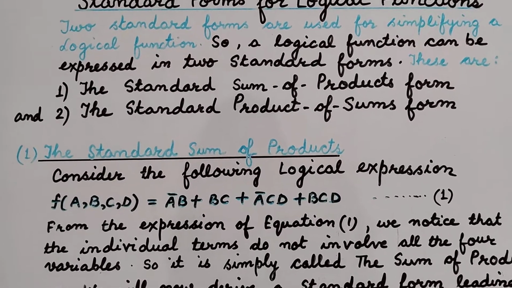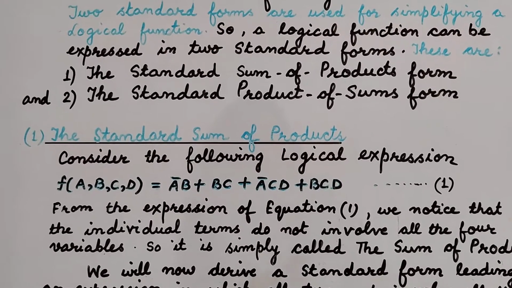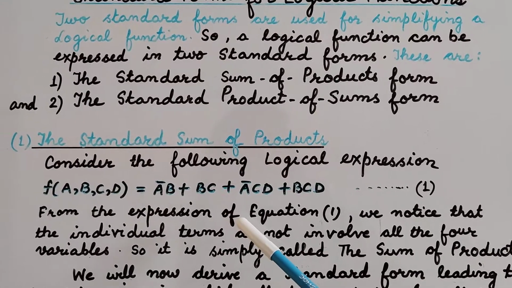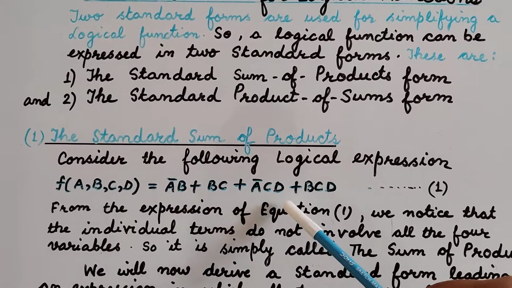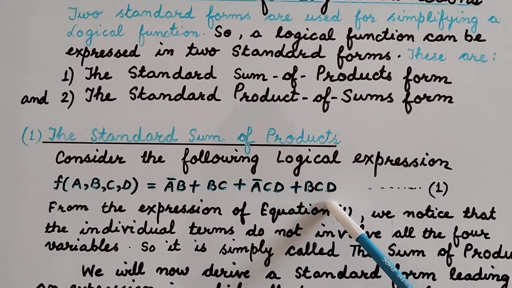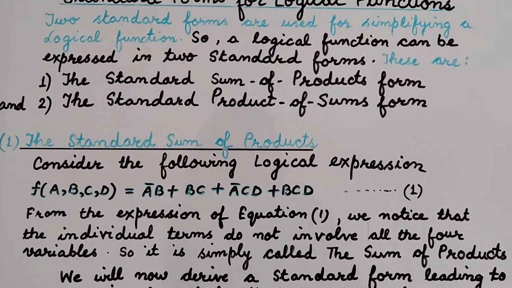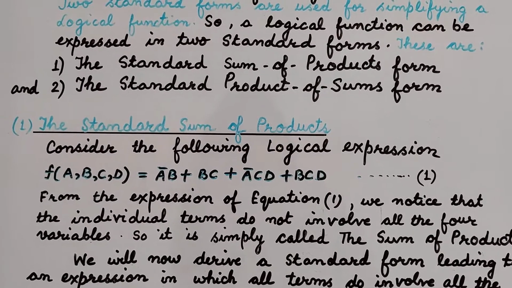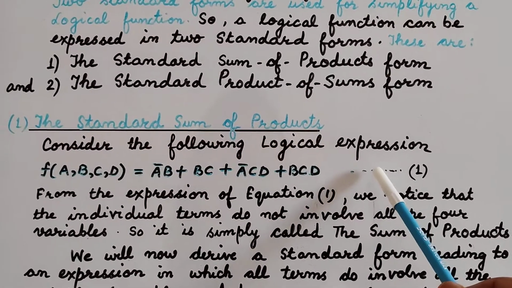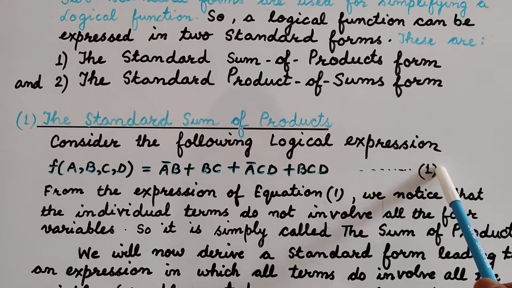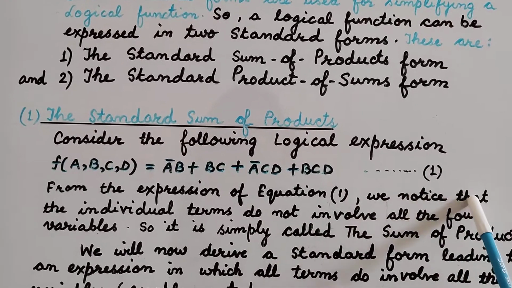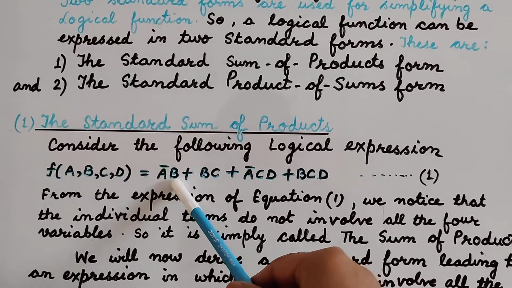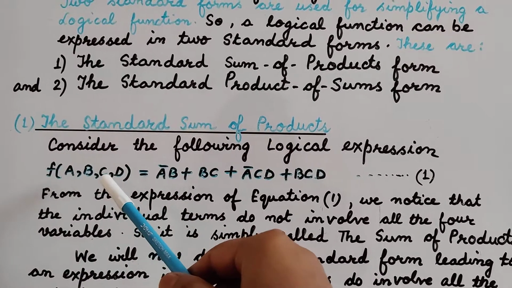Let us consider the following logical expression: f(a, b, c, d) is equal to a bar b plus bc plus a bar cd plus bcd, which we have already discussed in the previous lecture on the sum of products. From this expression of equation 1, we notice that the individual terms do not involve all the four variables a, b, c, d.